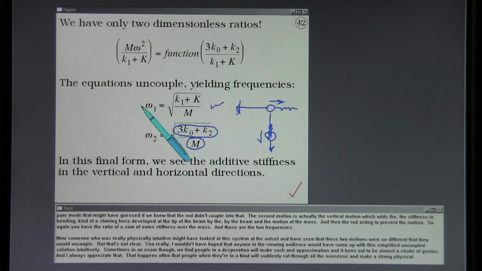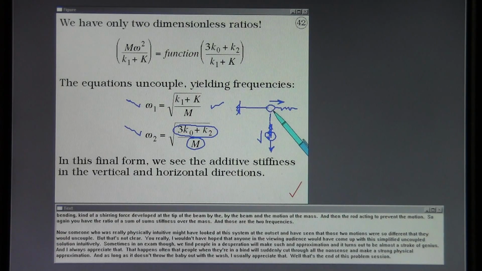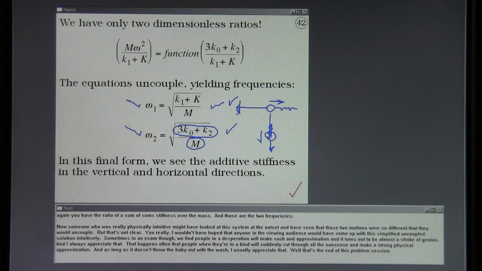Now, someone who was really physically intuitive might have looked at this system at the outset and have seen that those two motions were so different that they would uncouple. But that's not clear. I wouldn't have hoped that anyone in the viewing audience would have come up with this simplified uncoupled solution intuitively. Sometimes in an exam, though, we find people in a desperation will make such an approximation, and it turns out to be almost a stroke of genius, and I always appreciate that.